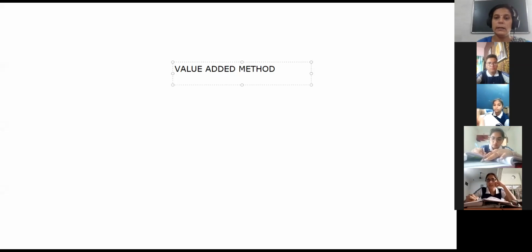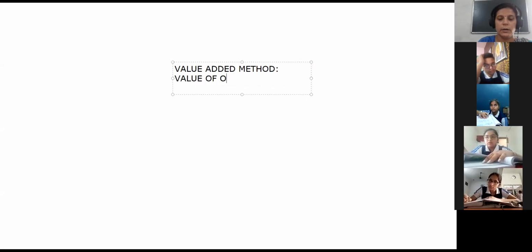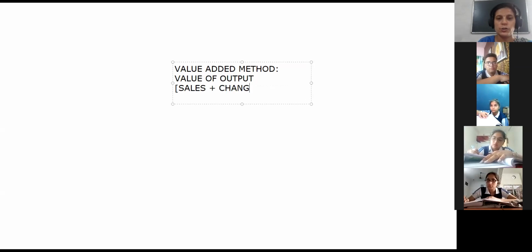For this value added method, first of all, we have to write the formula. The first component for the value added method is the value of output. Okay, value of output is calculated as sales plus change in stock.